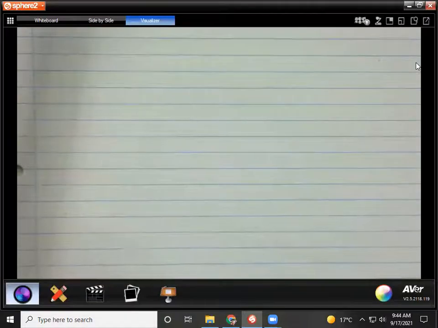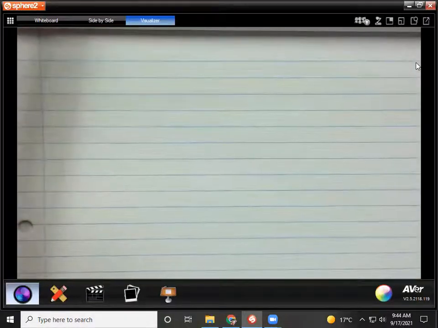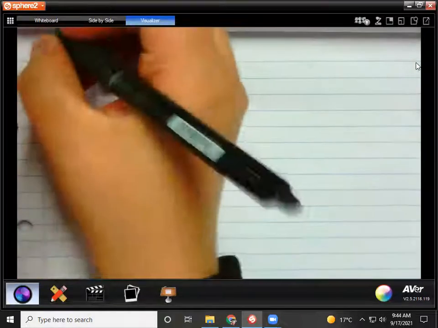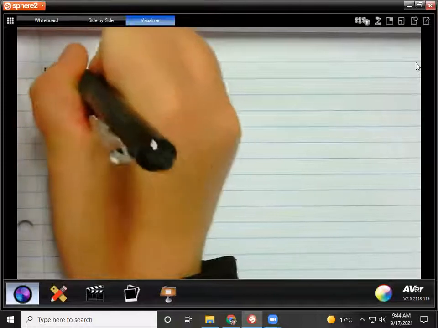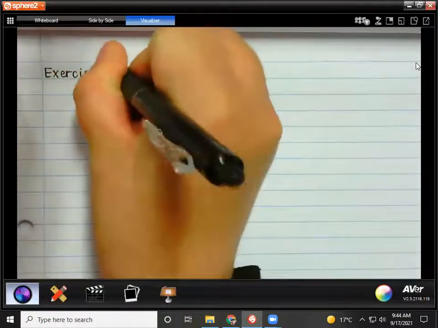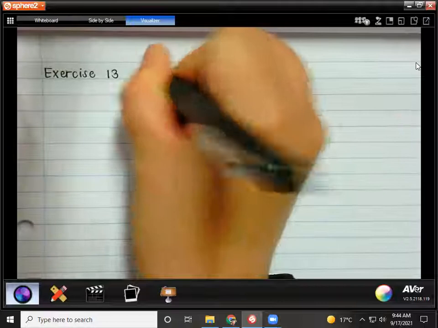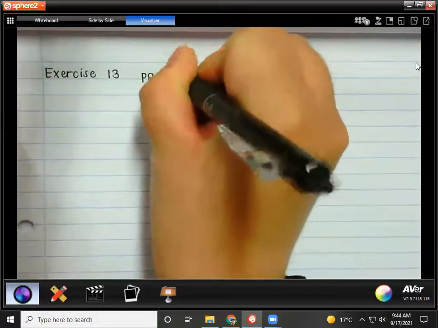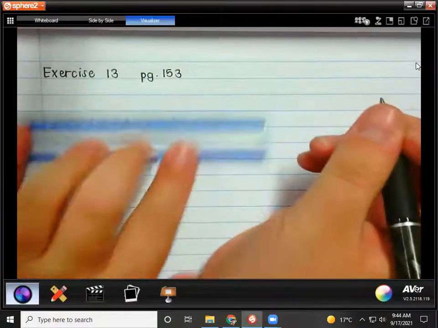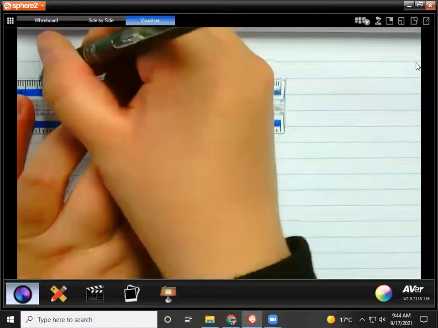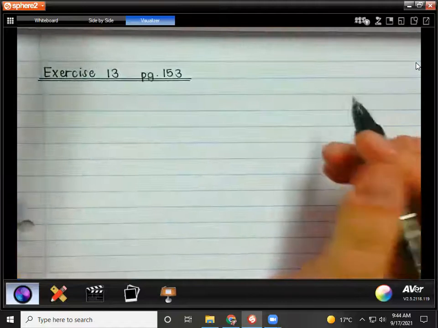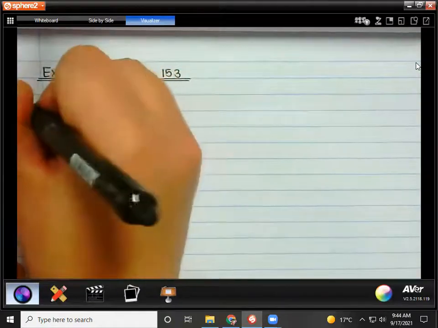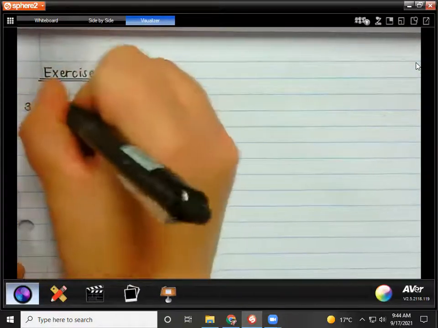Okay, I'm going to do those 2 from exercise 13 with you quickly. Sorry, I just kind of assumed that I had them in my file from previous years, but clearly my assumption was wrong. Page 153. Okay, number 3.